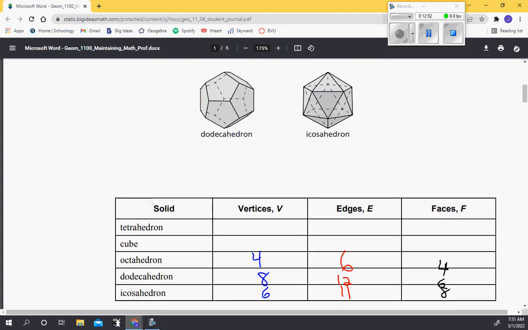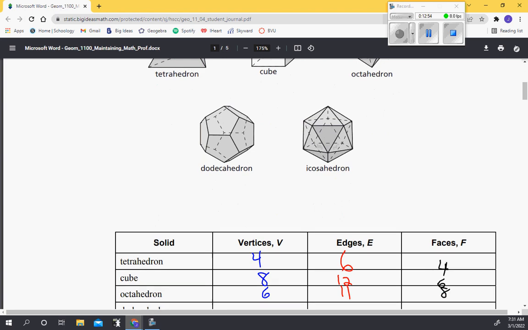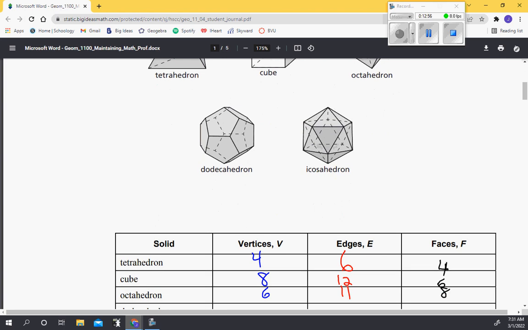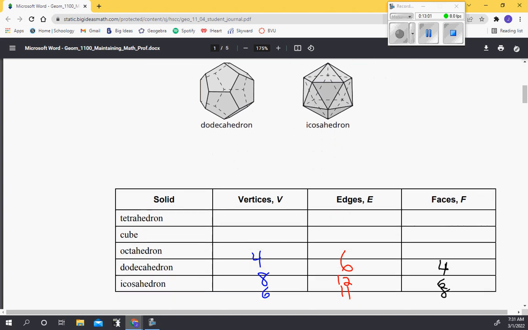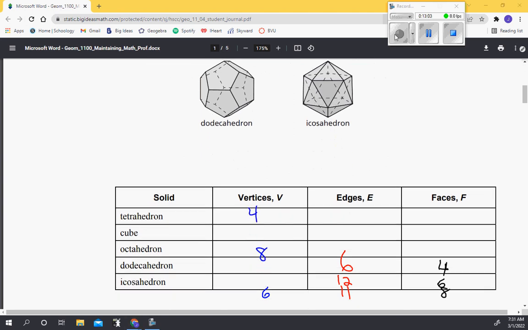All right. Next is our dodecahedron. I'm going to bring this 4, this 8, and this 6 up. 6, 11, and 12, or just 12 and 11. Okay.